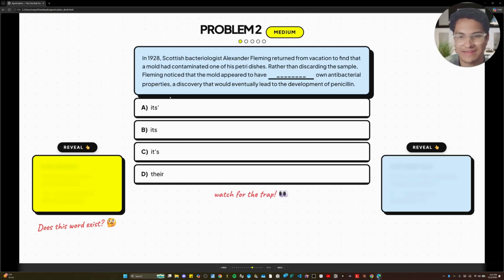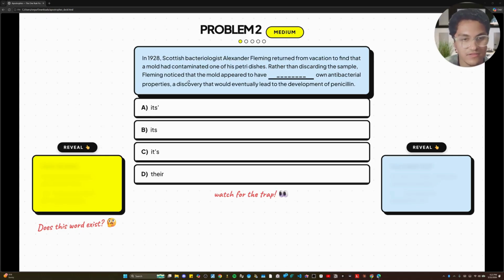In 1928, Scottish bacteriologist Alexander Fleming returned from vacation to find that a mold had contaminated one of his petri dishes. Rather than discarding the sample, Fleming noticed that the mold appeared to have blank own antibacterial properties, a discovery that would eventually lead to the development of penicillin. So let's already see two options here, B and C, so I'm going to run it through the swap test. Rather than discarding the sample, Fleming noticed that the mold appeared to have its own antibacterial properties, a discovery that eventually led to the development of penicillin. That didn't sound right, so we know B is going to be the correct answer.